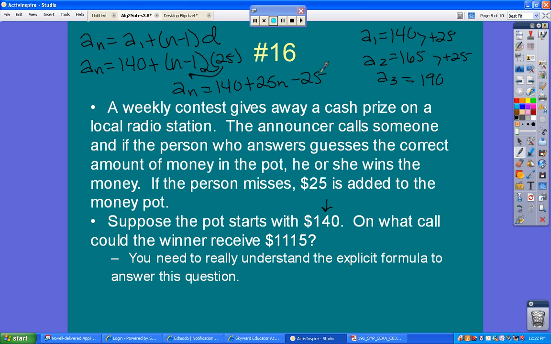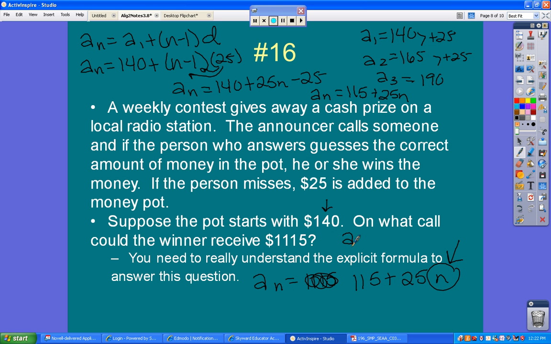I have 115 plus 25n. That's my explicit formula. Now, they're not asking me for my explicit formula. So why did I do it? Well, I know I'm trying to figure out what call. So that's really, this number is what I'm looking for. Okay? This is the total. This is the actual term value.